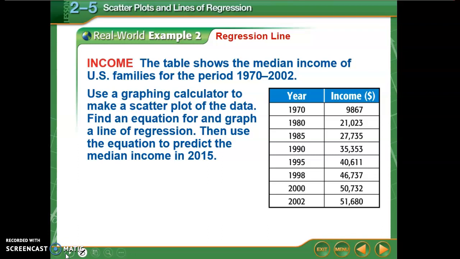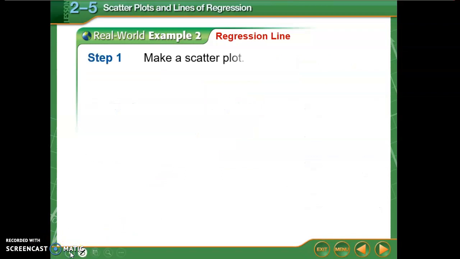Okay. So the table shows the median income of families. Use a graphing calculator if you have. If not, just make a scatter plot. Find the equation and graph a line of regression. Then use the equation to predict the median income. So basically, this is similar to what we did in the previous examples. So let's take a look.